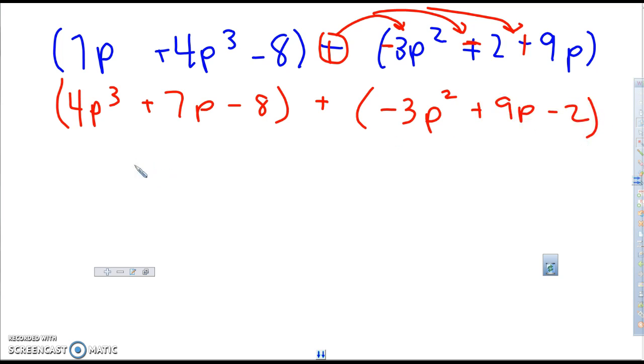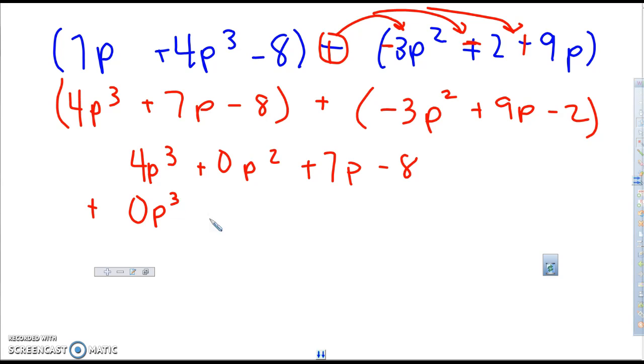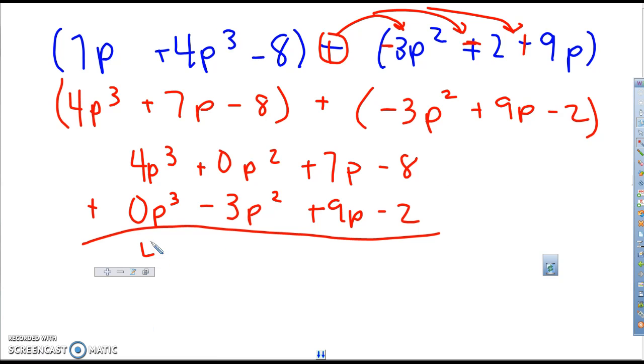I'm going to go ahead and line that up. So I'll have 4p cubed plus 0p squared, because there's no p squared term in this first one, plus 7p minus 8. And then I add on that second polynomial. There is no p cubed term, but there is a p squared term, plus 9p minus 2. Adding across, I should get a 4p cubed minus 3p squared plus 16p minus 10.